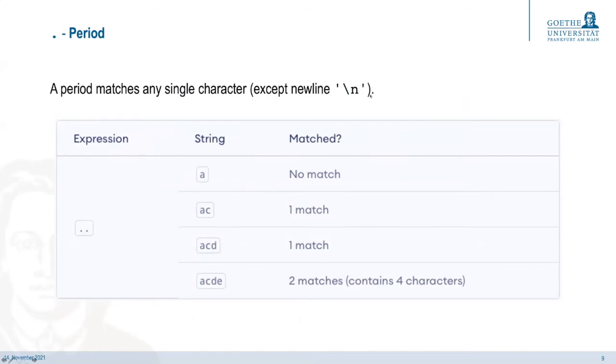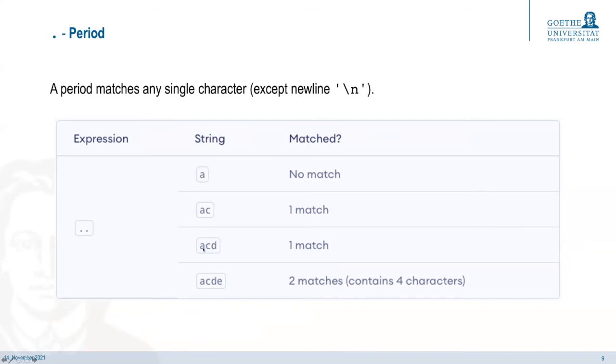This backslash n refers to a break line. So here we have the example. Two periods refers to a string built of two single characters. So the first string, the single letter A, would yield no match because we need at least two characters. But we see here in the second example, it yields a match because we have two single characters.